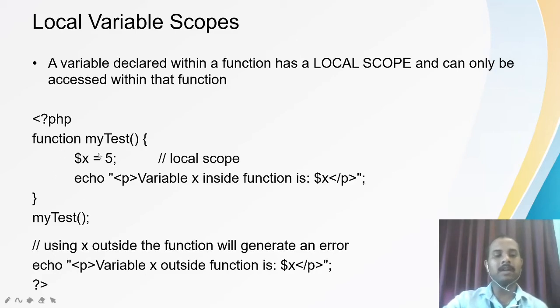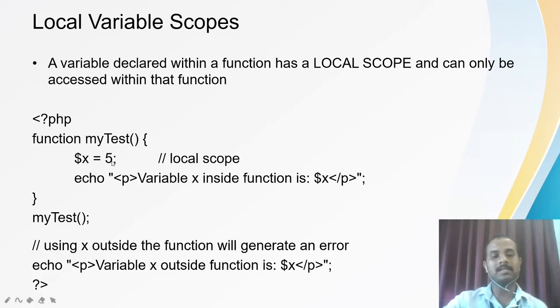and let me have one function, that is myTest. Inside that, I am going to create one variable. So this is locally created, right? This variable, that is $x, is locally created inside the myTest function. What I'm doing here is printing the value of the variable x. Afterwards I'll come down and again print the value of x. But let us see how it is going to work.